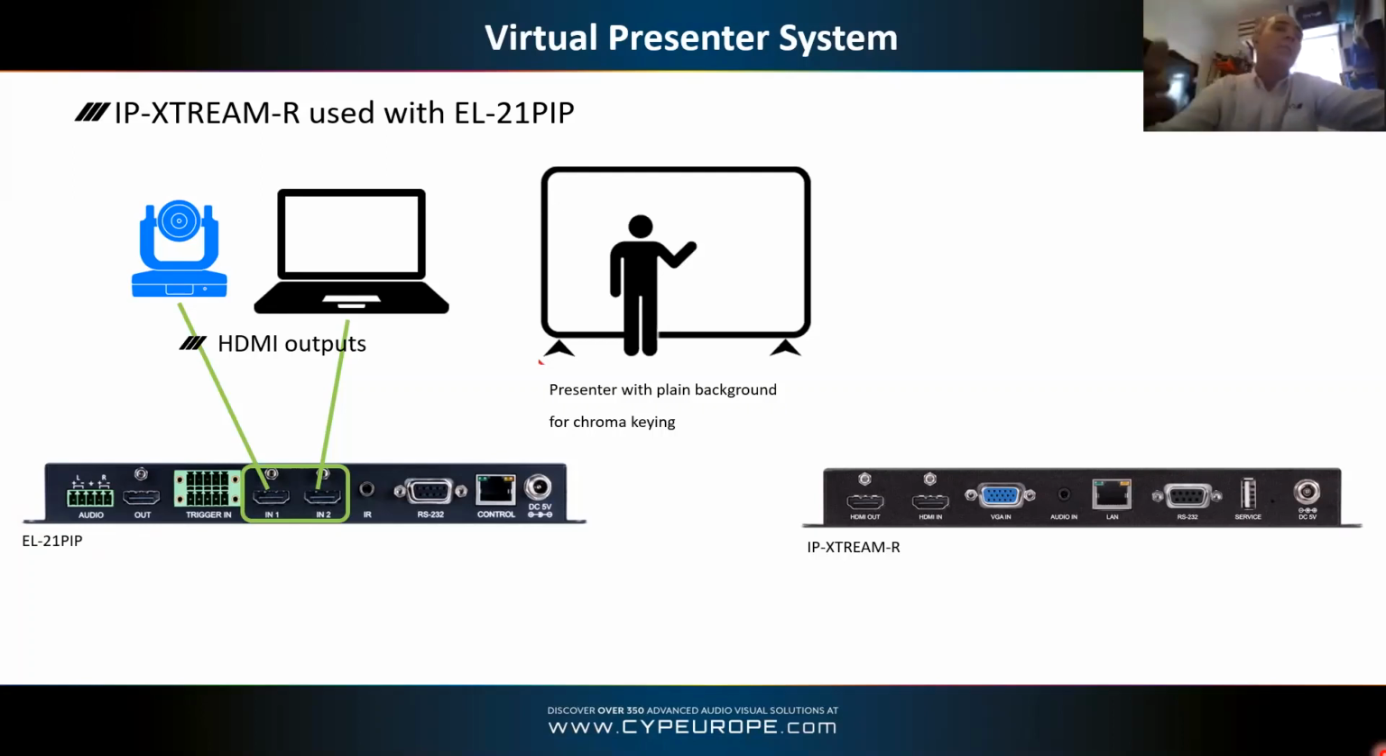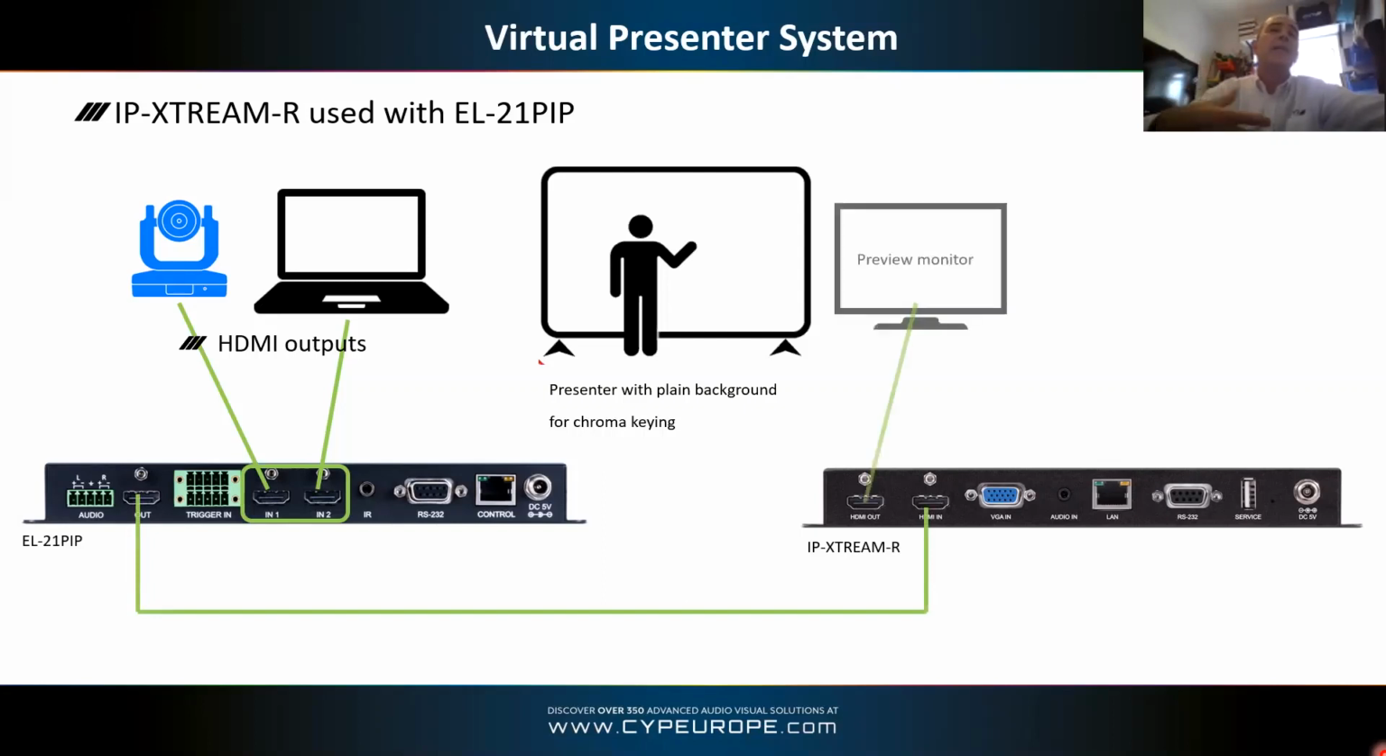So all you do then is you put a camera into input 1, you put your presentation into input 2, you set up the EL-XTREAM-PIP chroma keying, and depending on the color of your background, the green or whatever it is, you can tweak it a little bit as well to make it as good as possible. And then you just film it or record it or live stream it, and essentially you become inside the presentation and can give the presentation as if you're inside the video.